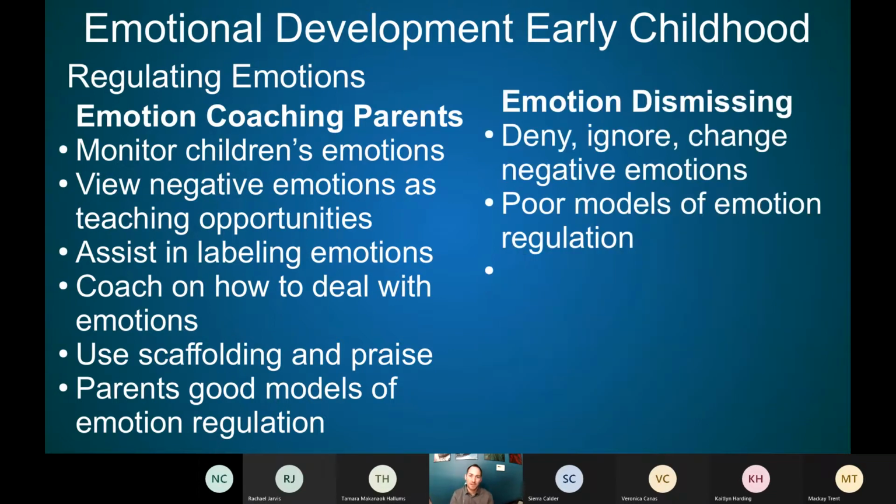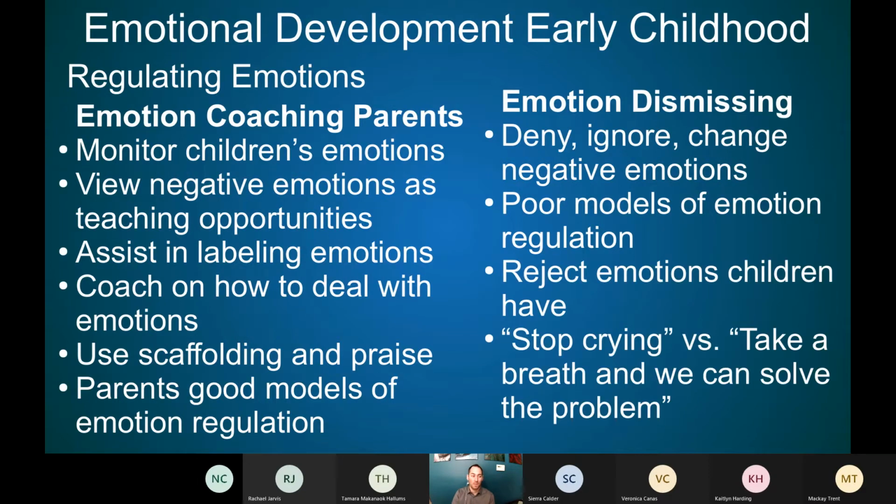So an emotion dismissing parent, one key difference here is that rather than viewing negative emotions as a teaching opportunity, an emotion dismissing parent will dismiss, deny, or ignore, or push away negative emotions, saying stop doing those emotions kind of things. They tend not to model emotions and regulating emotions as well, and they will oftentimes reject the emotions that the children have. So saying something like "stop crying" versus saying something like "take a breath and we can solve this problem." You might see the "stop crying" or "don't do that" from an emotion dismissing parent, versus an emotion coaching parent who will help coach through that emotion.